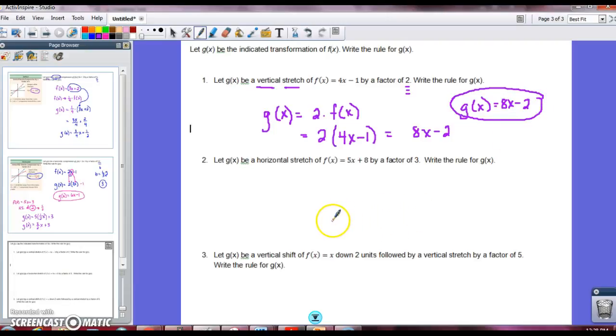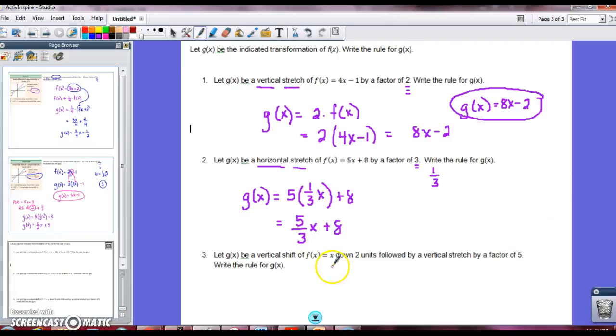In problem number 2, g of x is a horizontal stretch. That means I got to flip it. Okay, I have to flip it. This says 3, but what's going to go in my problem is 1/3 because I have to flip it. So now my g of x is 5 times 1/3 x plus 8. Okay, I replace that x with 1/3 x. And that gives me 5/3 x plus 8.